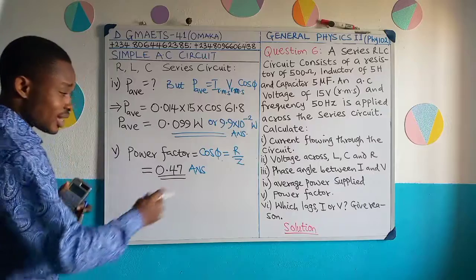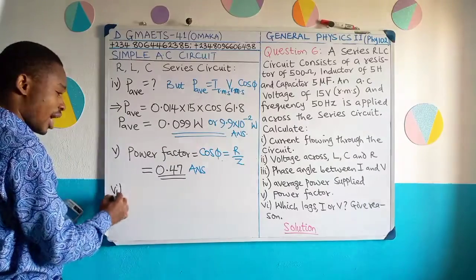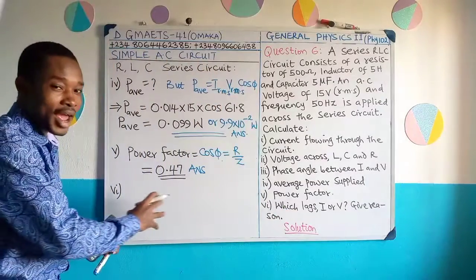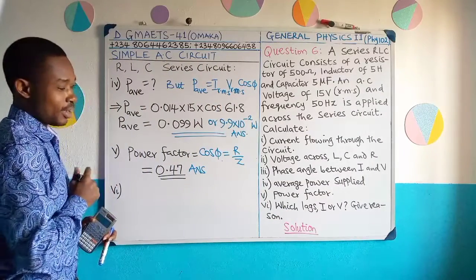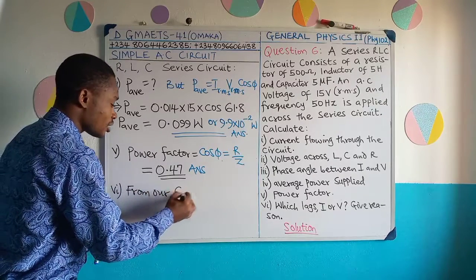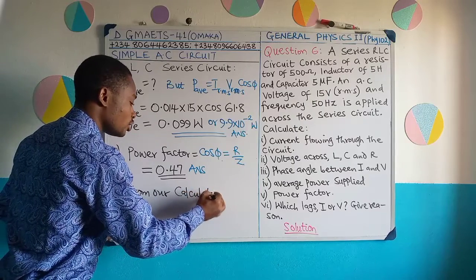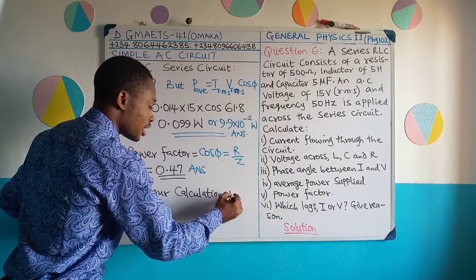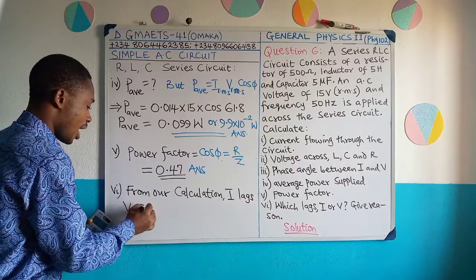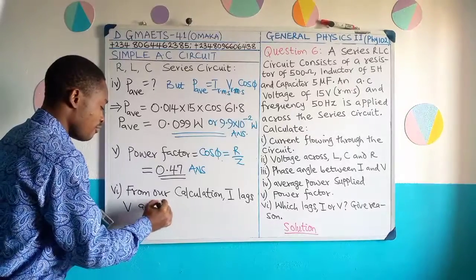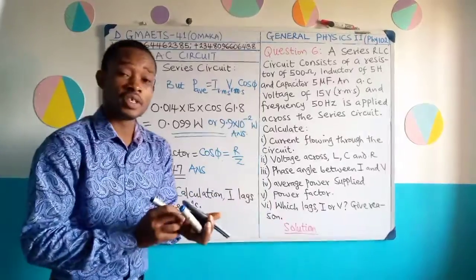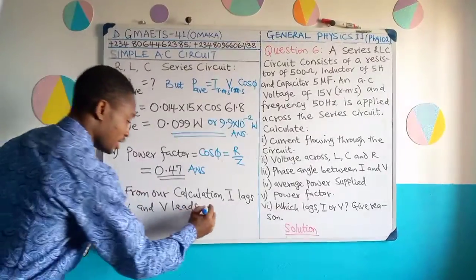Now the last part of this question, part VI, they ask which lags, I or V, and give reason. I will write a small English here. From our analysis or calculation, current I lags V. What does that mean? We say V leads I. The question is that we give a reason, so let me write another small English.